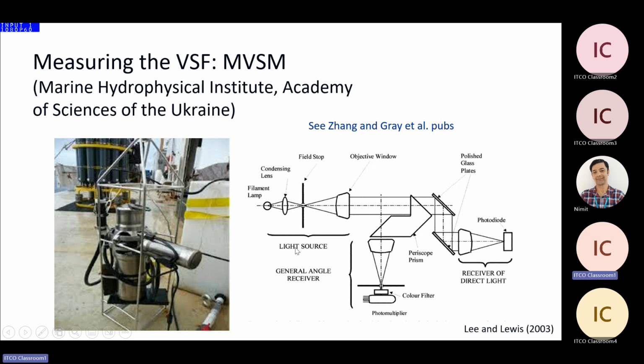It's a very interesting design because the light comes into the sample here, and your sample's right in here, and then there's a periscope prism, a specially custom designed prism that takes the light and scatters it down onto this photomultiplier tube. So this prism can rotate around the sample, and as it rotates around the sample, you essentially map out the VSF. And then it can also give you optical transmission, attenuation straight through the sample as well.